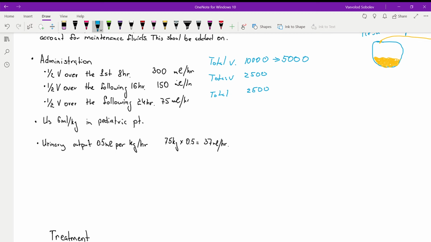For pediatric patients, Parkland's formula will include 6 milliliters per kilogram, not 4. Urinary output should be 0.5 milliliters per kilogram per hour. It's the best monitoring criteria. So if our patient was 90 kilograms and we have 0.5, the output should be a minimum of 45 milliliters per hour.